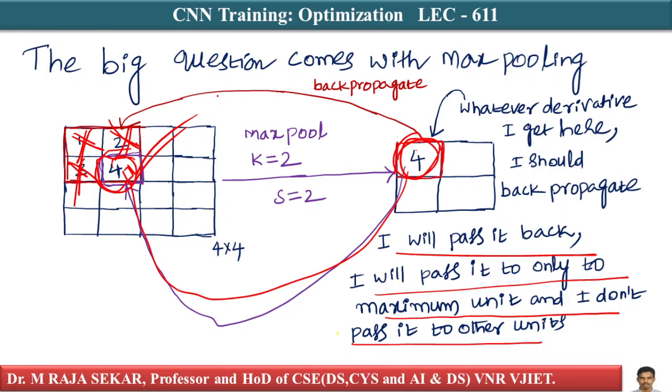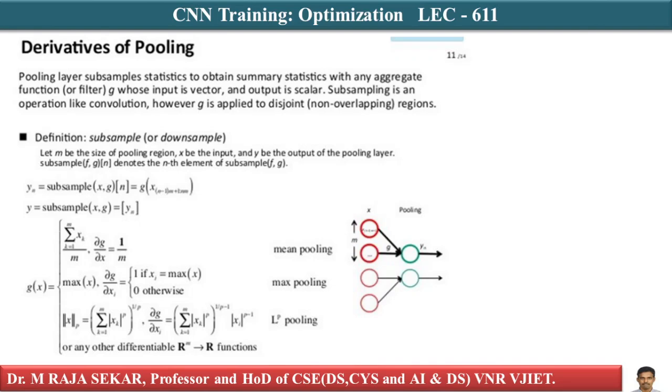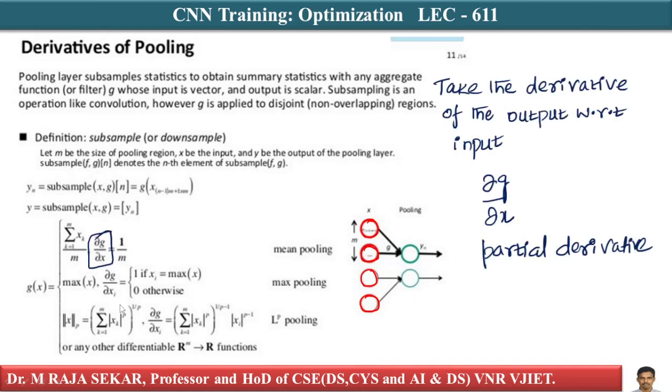There is a very nice Quora article explaining this. Just see this picture, which I collected from Quora, and try to understand it. Let me say these are my values. I am performing max pooling here. This is how it works.